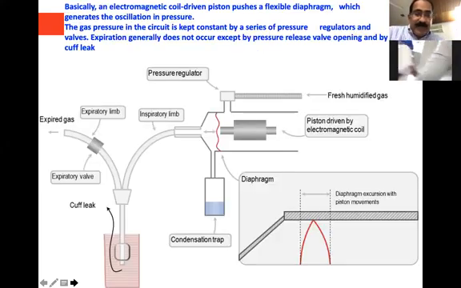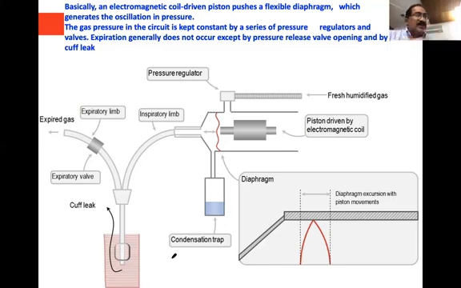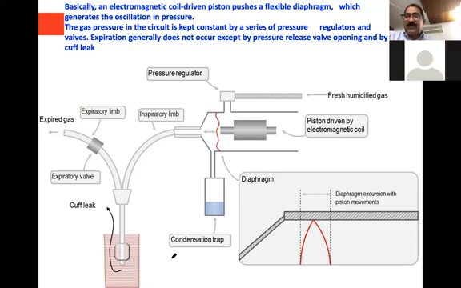Next slide. Yes. So this is the graph which shows basically how the diaphragm is positioned. This is an electromagnetic coil-driven piston which pushes a flexible diaphragm, which generates the oscillation in pressure. The gas pressure in the circuit is kept constant by a series of pressure regulators and valves, and the expiration generally does not occur except by the pressure release valve opening by the cuff leak. So this is very, very important.